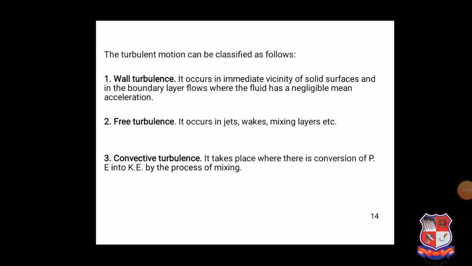Wall turbulence occurs in the immediate vicinity of a solid surface and in boundary layer flows where the fluid has a negligible mean acceleration. So in the previous diagram you just see at the initial stage it occurs. Wall turbulence occurs in the immediate vicinity of a solid surface in the boundary layer flow where the fluid has a negligible mean acceleration. Wall turbulence takes place in a very immediate form.